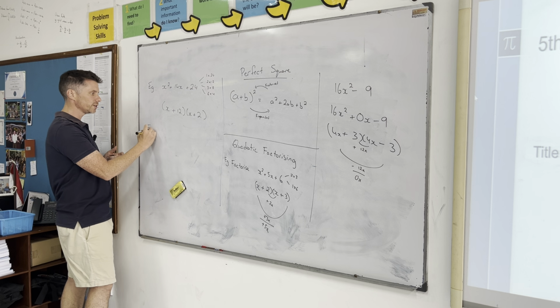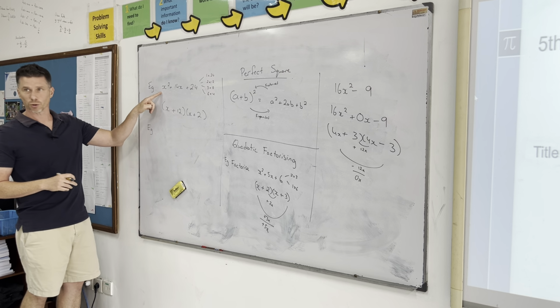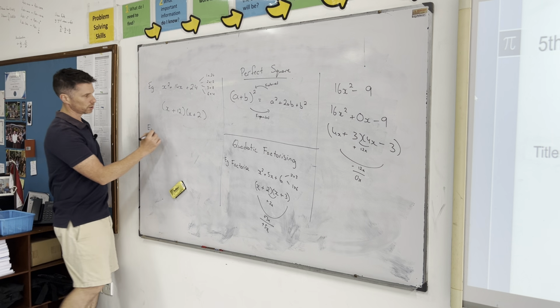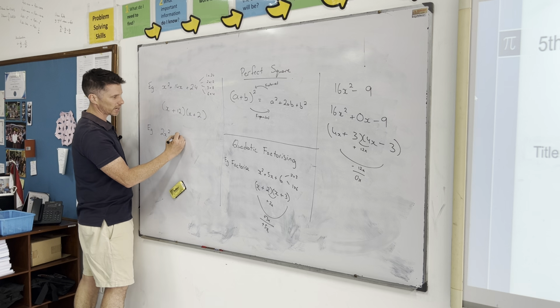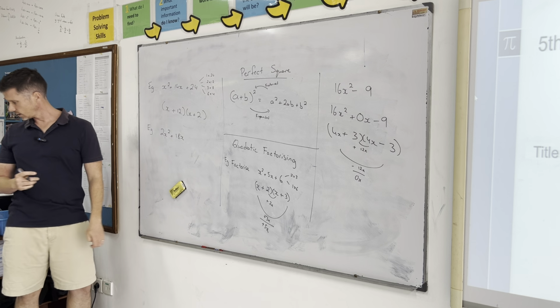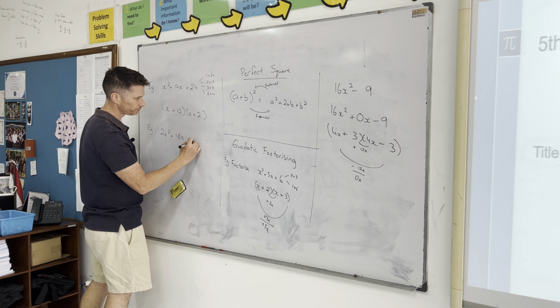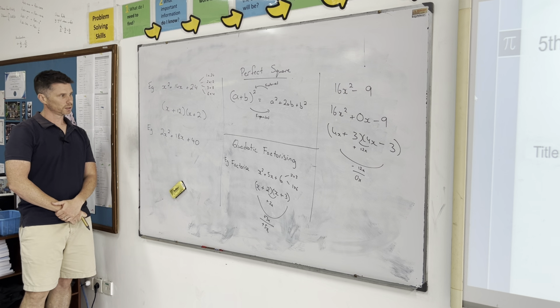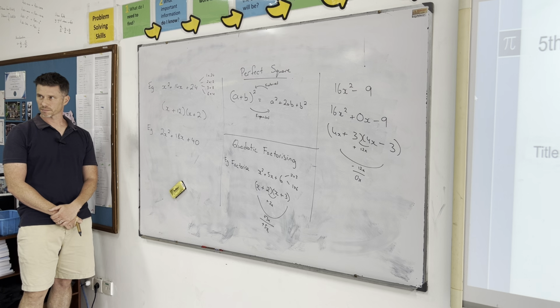Okay, let's do a more difficult example. It gets more difficult when we have a coefficient in front of the x squared. So I have 2x squared plus 18x plus 40. Factorizing this.